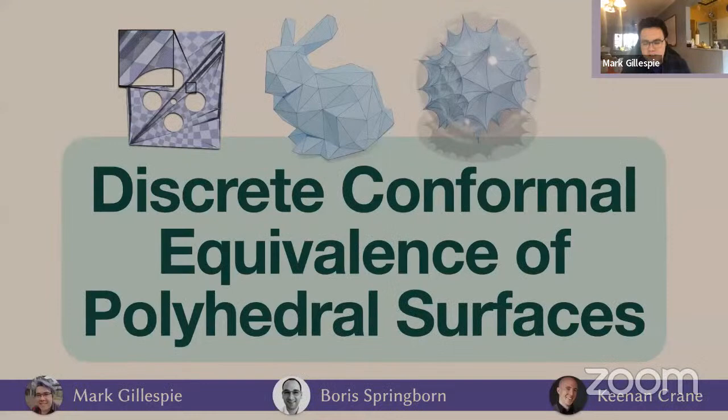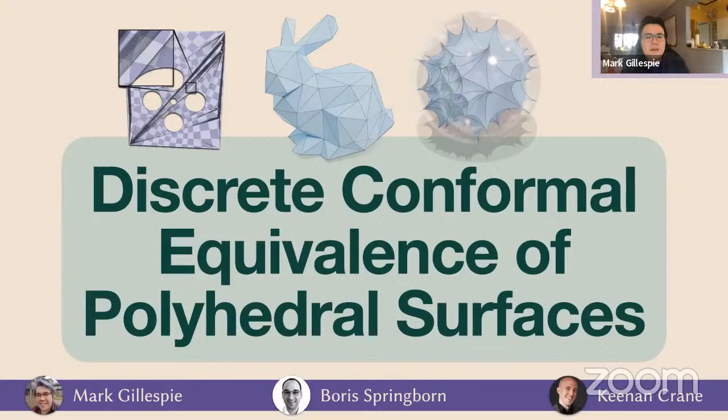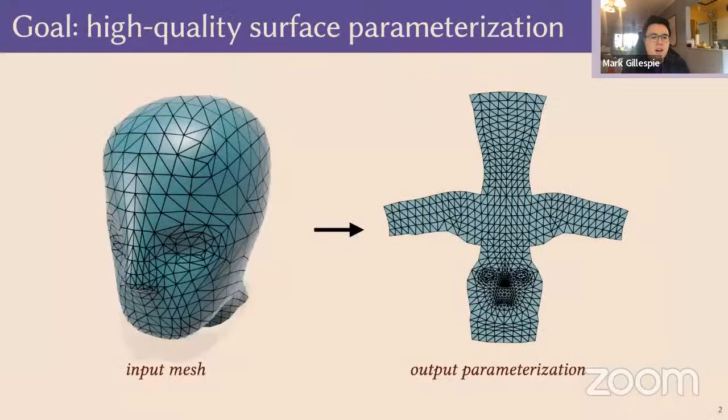Hi, everyone. Today, I'd like to tell you about how a classic theorem from differential geometry can help us robustly parameterize meshes. Our goal is to compute some high-quality surface parameterizations, that is, mappings from a mesh to the plane that don't distort the mesh too much.